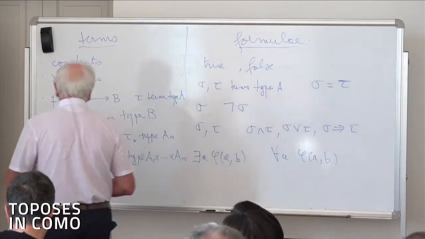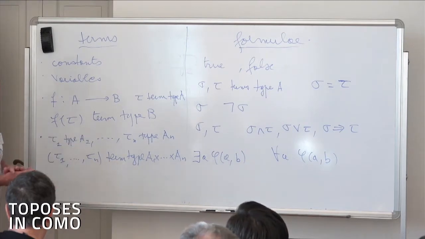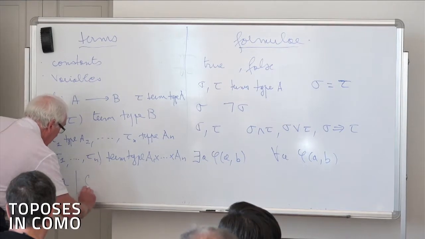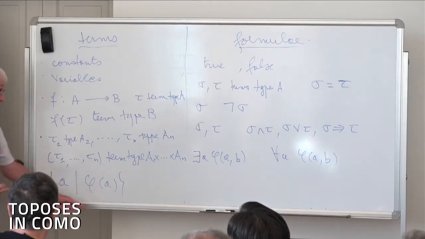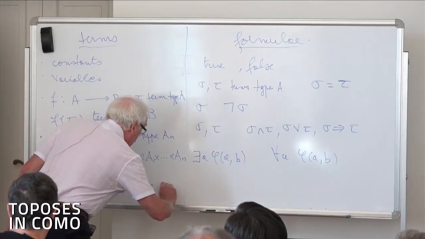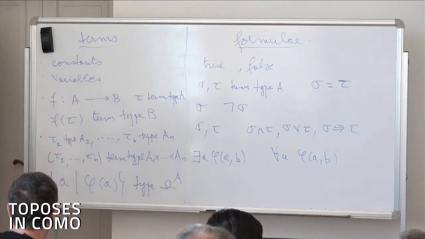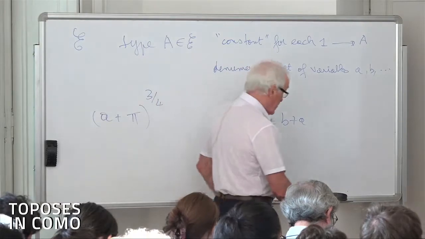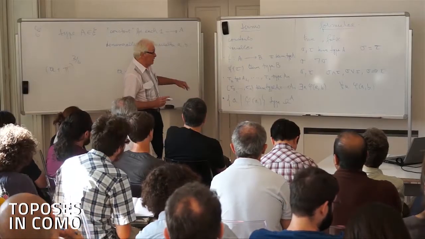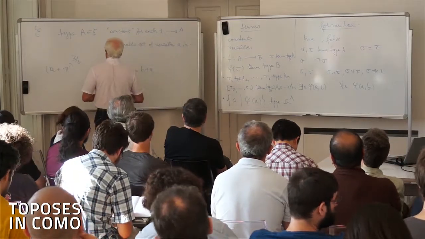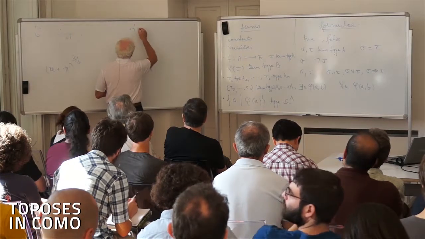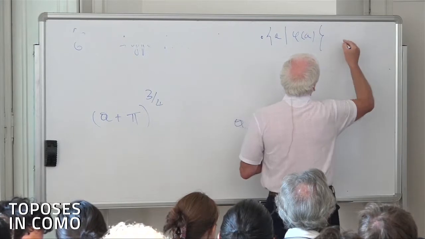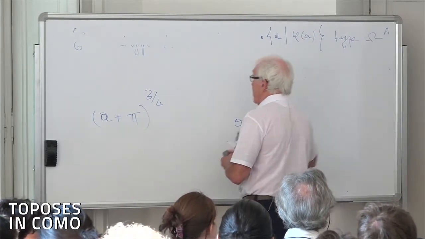And here, I do not write all the details on where the variables should lie, but I should have a formula. I should have a term like that. If I have a formula phi about a variable of type A, well, this will be of type omega power A. Why is that the case? Well, I remind you. Can you see this at the back? No. So I shall try to write it at a higher place. So what I have written at the very end, the very last formula, is that the set of a such that phi of a is a term of type omega A, when a, of course, is of type A.